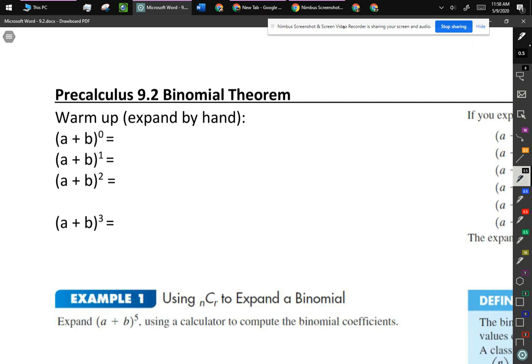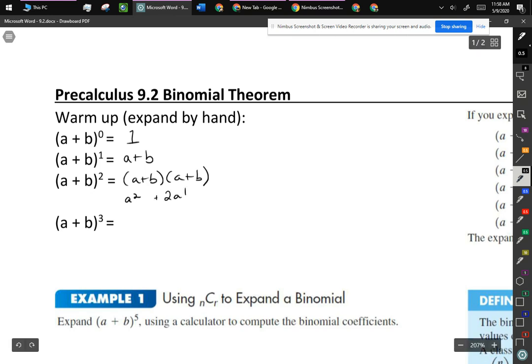So a plus b to the 0 is 1. Hopefully that's self-explanatory. Even more self-explanatory, a plus b to the first is just a plus b. A plus b to the second, well, some basic algebra is applied here, but first we can write the expanded form or the factored form. And here we distribute a, and a would be a squared. A times b is ab, and b times a is ab again, so we have two of those, so that's plus 2ab. And then b times b is b squared.